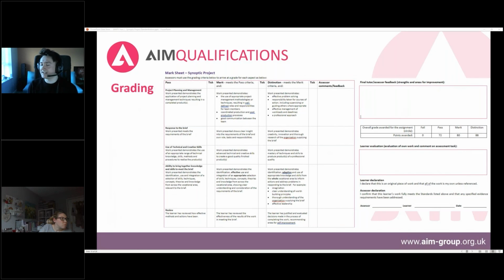The mock project isn't a requirement. It's just what I'd recommend. I found it worked for us, so it was more a bit of advice. But that prepares them, and then the synoptic project is like a test, I guess. So they get those industry briefs. The skills that they're doing are pretty much the same.